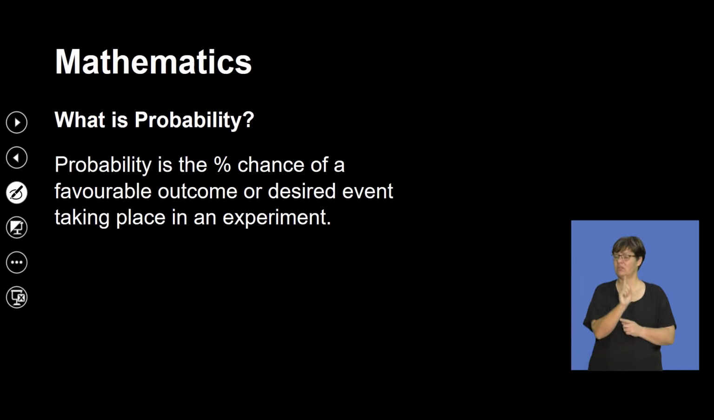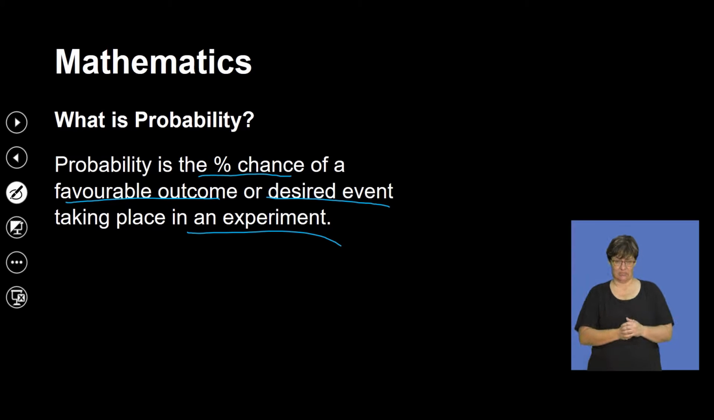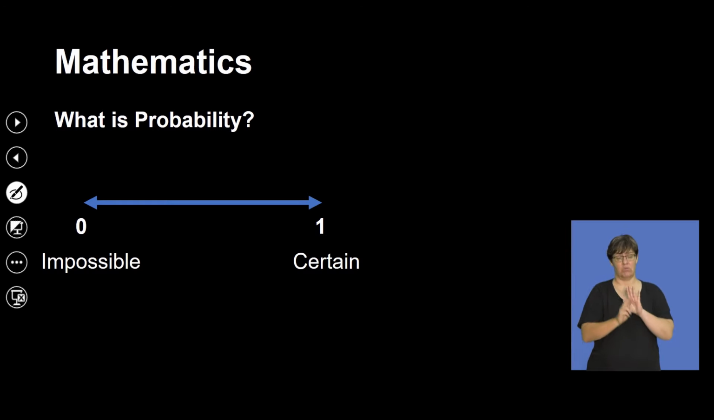And so in our definition here of what probability is, we're saying probability is the percentage chance of a favorable event taking place, or a favorable outcome or desired event taking place in an experiment. So be very careful about how we're going to represent this. We can represent it in different ways. Here is one particular way of representing what probability is about. We can say, of all events that we're looking at, some things are impossible. And then they have associated with them a probability of 0.